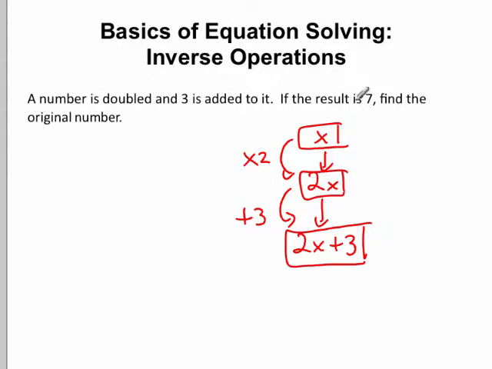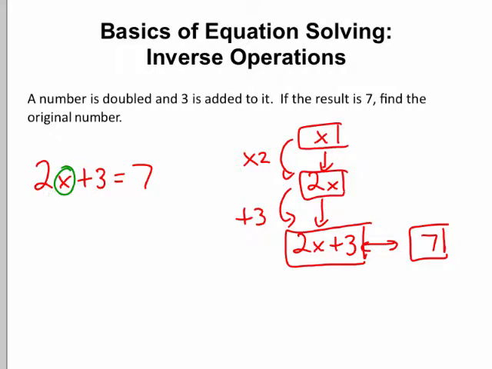And it's saying that the result of that is 7. So in other words, we want this 2x plus 3 to be 7. So I'm just going to say that. All right? And so my equation that I'm solving is 2x plus 3 is equal to 7. We've built our equation from the words that were provided. Now what we want to do is solve the equation to find out what x actually is.